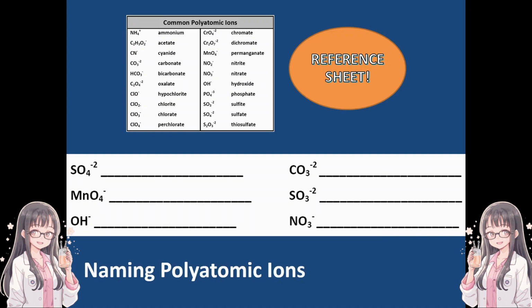Now, how to name polyatomic ions? These are the formulas. All you need is a reference sheet so that you can name them. Or, if you are familiar and can memorize everything, it will be easier for you. SO4, find the SO4 in the reference sheet. It is named here sulfate, so that's the name. It will only be sulfate. MnO4, find the MnO4 in the reference sheet. This is the name, so it's called permanganate. OH, find OH here. It is called hydroxide.